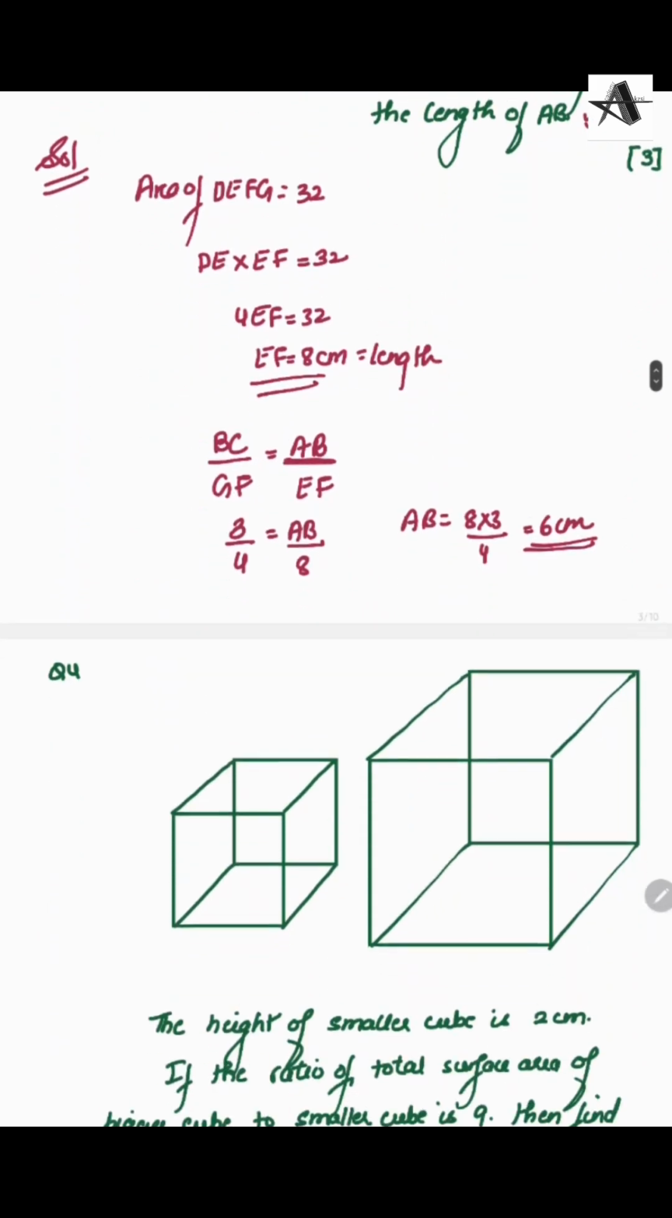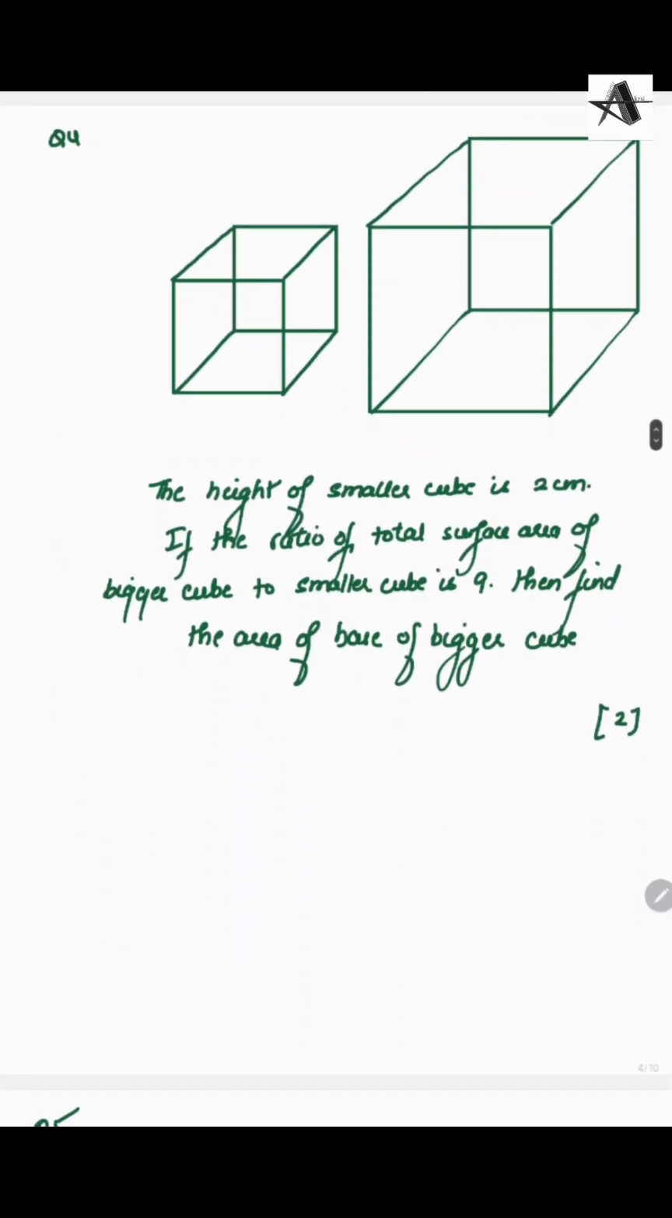Moving on to the next question. The height of the smaller cube is 2 centimeters. That means this height is 2 centimeters. If this is a cube, that means the height, length and width, they all are going to be 2 centimeters. So I can say this will also be 2 centimeters and this will also be 2 centimeters.